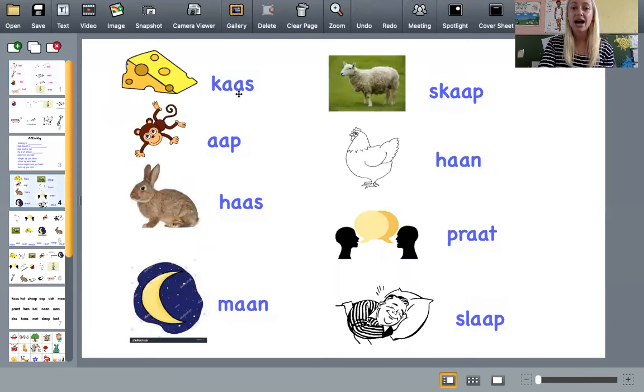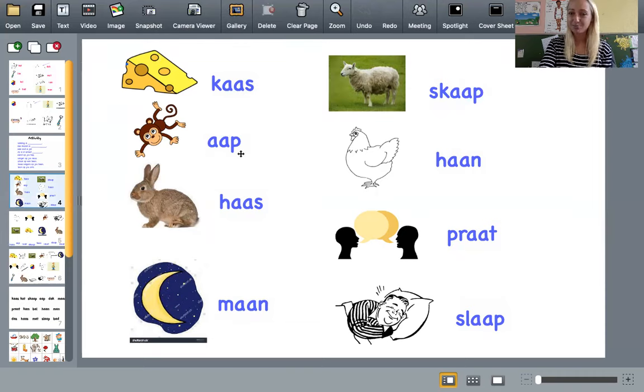When you put 2 a's next to each other, it doesn't say the short a, it says the long aa, so it changes a little bit. Okay, listen to the way I pronounce these words, and you will hear that aa sound in the middle. This one is cheese. In Afrikaans, the word for cheese is kaas. K, a, s, kaas. Good. The next one is a little monkey, and in Afrikaans, the monkey says aap.